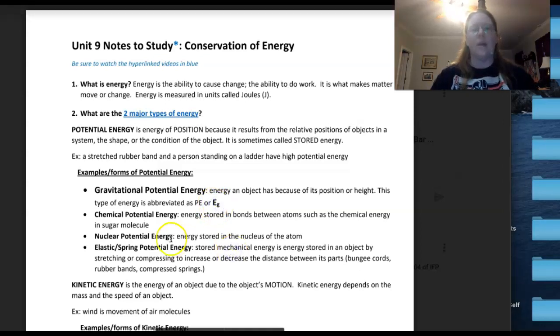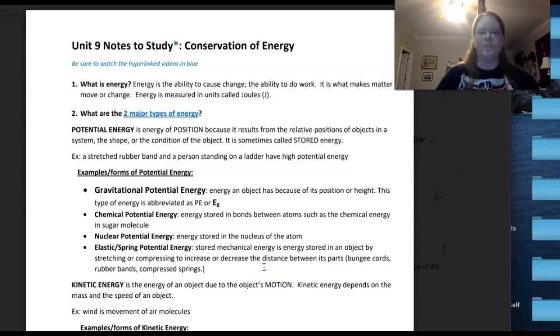Chemical potential energy is energy that's stored in bonds between atoms, such as chemical energy in a sugar molecule. When you take biology next year, you'll learn more about that, but we did talk a bit about that this year. Nuclear potential energy is energy that's stored in the nucleus of an atom. We spent a lot of time talking about that first semester. And then lastly, you have elastic or spring potential energy. We don't spend a lot of time on that in physical science, but if you take integrated chemistry, you'll talk about rubber bands, compressed springs, bungee cords, etc.